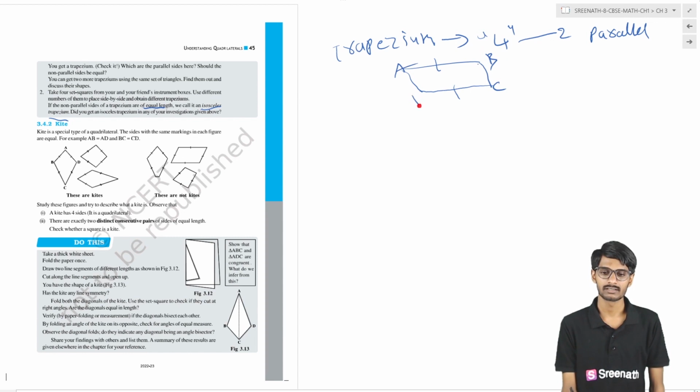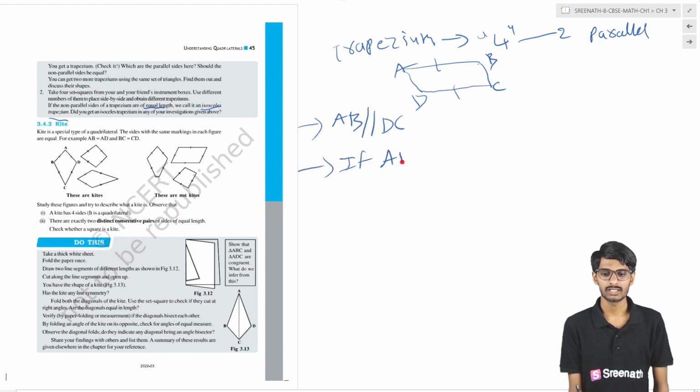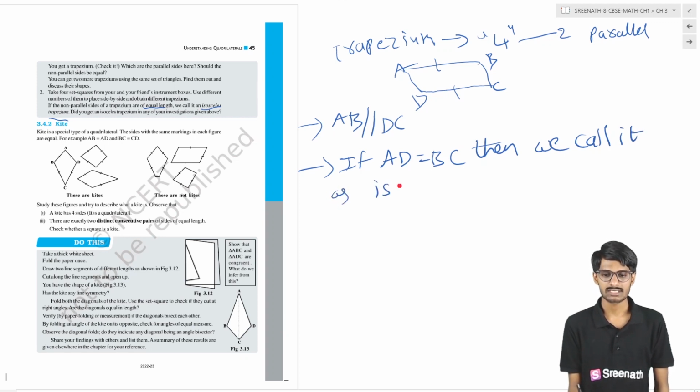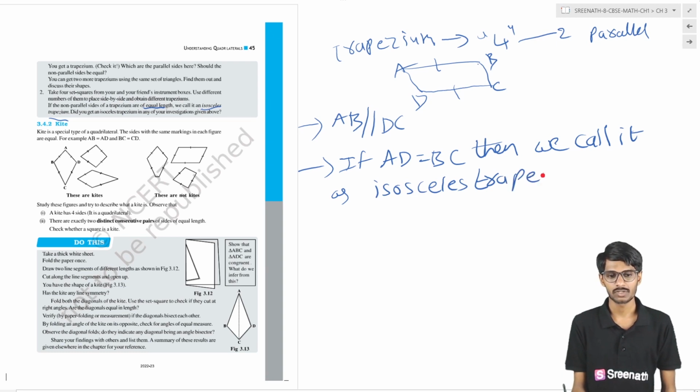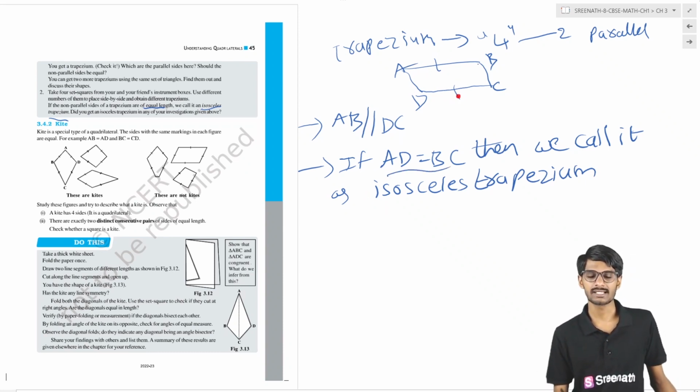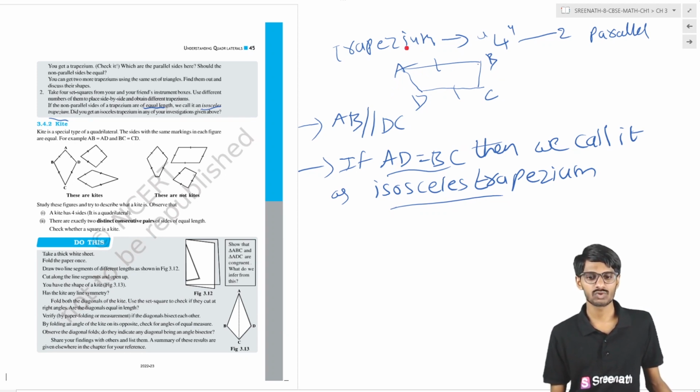this is AB, CD. So here AB is parallel to DC. Okay, students, that is one point. Suppose AD is equal to BC, then we call it an isosceles trapezium. Why? Because these are the parallel sides, and there are non-parallel sides like this, and if the lengths of these non-parallel sides are equal. This diagram is like that. So this is parallel to this, and these are not parallel. In ABCD, AD and BC are not parallel. If AD's length is equal to BC's length, then we call it an isosceles trapezium. Why? Because the non-parallel sides have equal length.